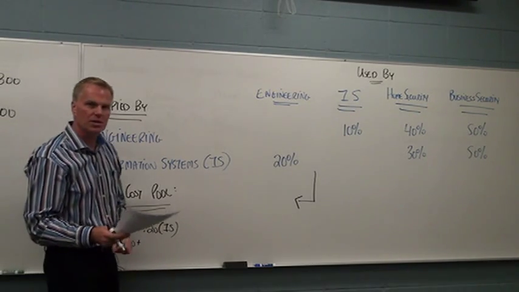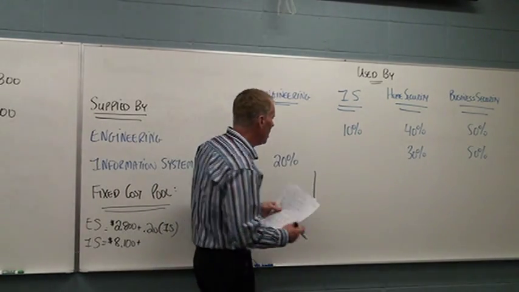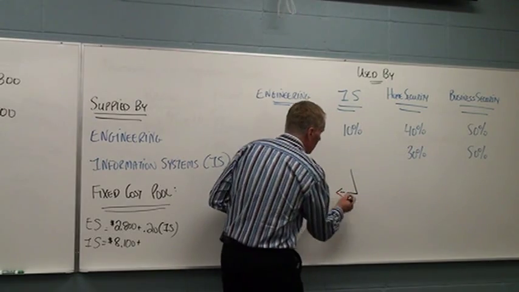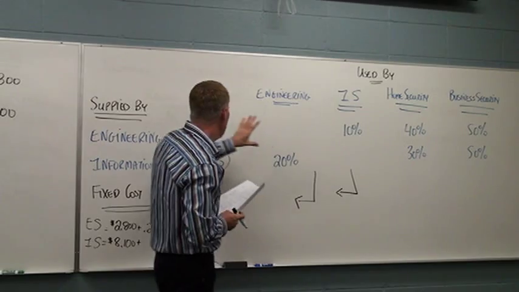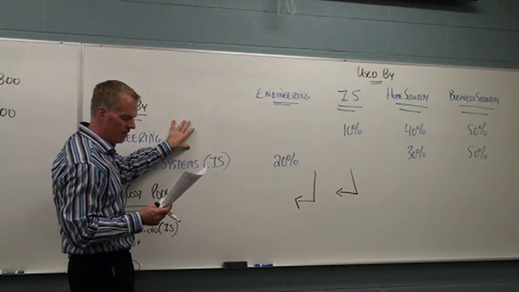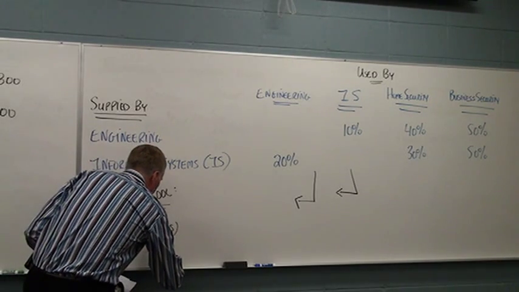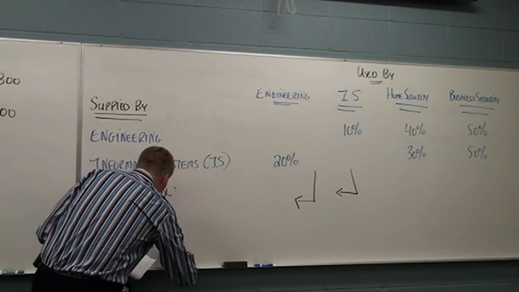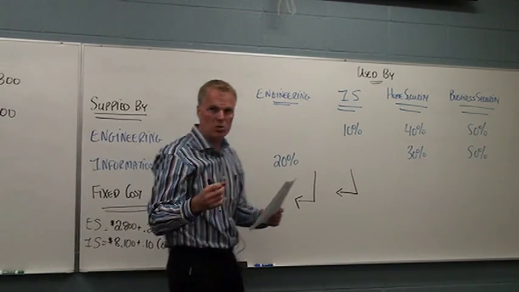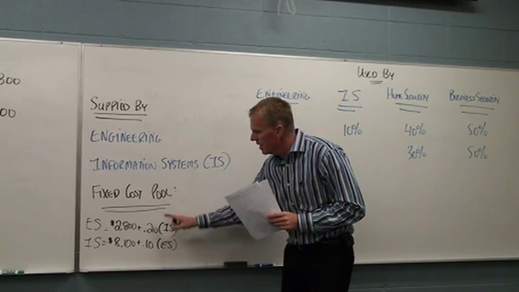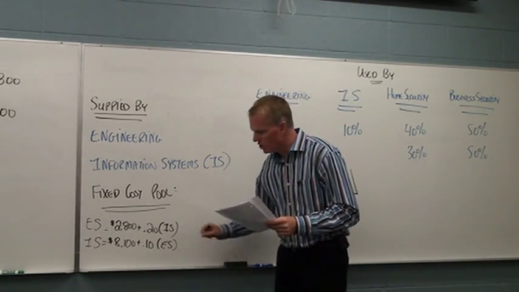Now, what about the information systems? Again, over here, read down and to the left. Information systems, they use 10% of engineering. So again, you'll complete the equation here, 0.10 of your engineering. And that's how you are going to set up your two equations here.